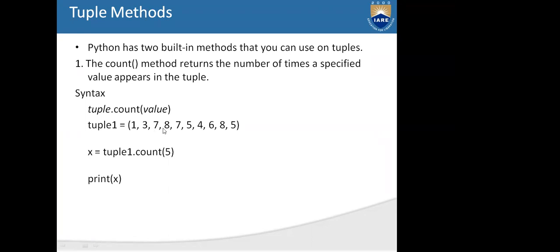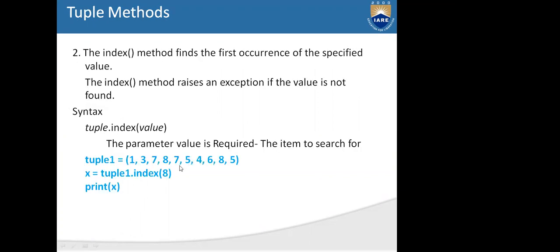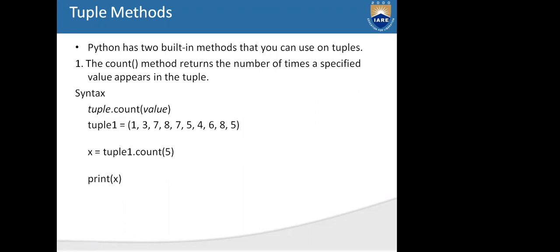So tuple1 is 1, 3, 7, 8, etc. X is equal to tuple1.count(5). How many times does 5 occur? 5 occurs in this example 1, 2 times. So X contains the value 2. I'll get the output as 2. Right? So please observe.